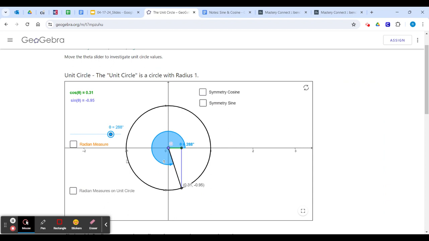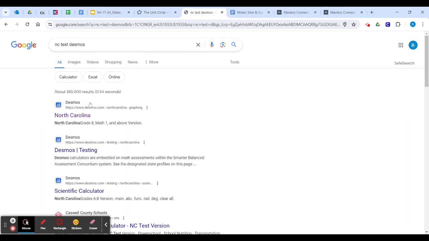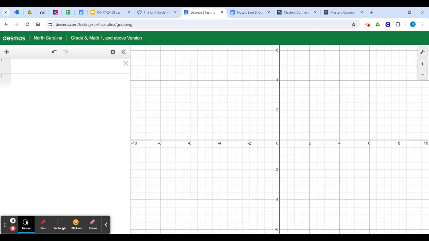So we can either go to GeoGebra to calculate it if we wanted to, and move to 97 and come up with our sine of 97 is 0.99. Or even better, we can go to our NC test version of Desmos, and that has all of our sine and cosine values plugged in. And so let's see here. If we go in and we do the sine of 97, boom, that matches what we calculated with our GeoGebra tool, that 0.99.